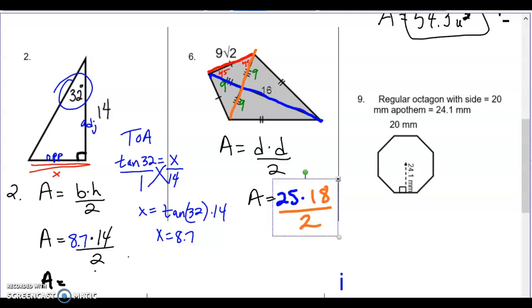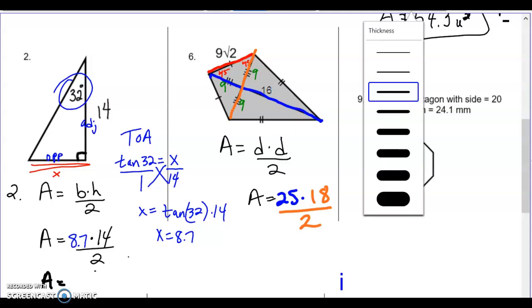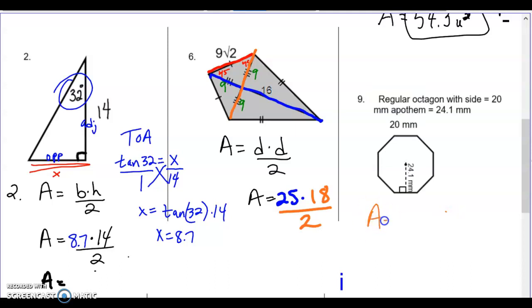All right, on to the next one here. We have a polygon. The area formula for polygons is apothem times perimeter divided by 2. The apothem, it says up here, is 24.1. So I just go ahead and put in 24.1 for my apothem. The perimeter is, let's see, we know the side is 20.